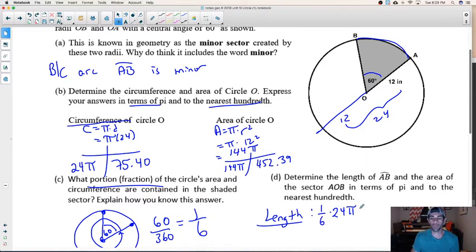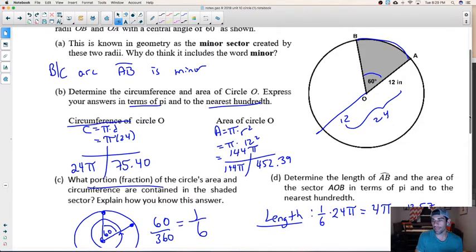So you just multiply it by how much of it you have. 1/6 times 24 pi, and that's going to be 4 pi. So that would be the answer in terms of pi, that's more of an exact answer. And then to the nearest hundredth, 4 times pi is 12.566, so 12.57 would be the distance of AB.